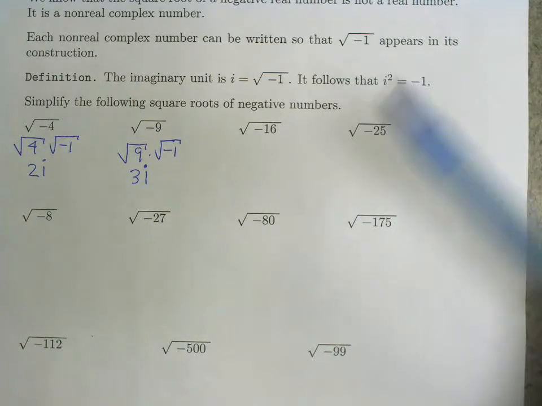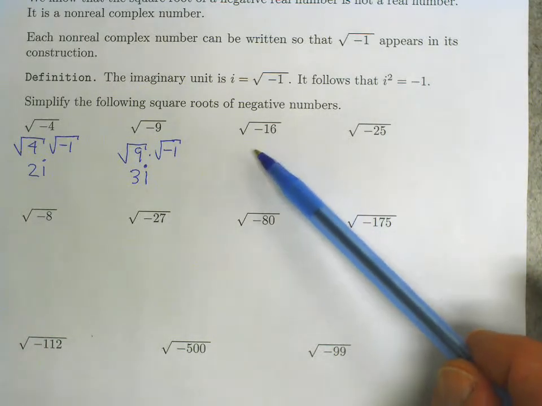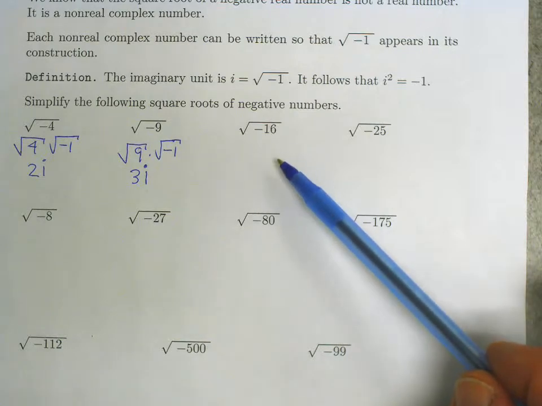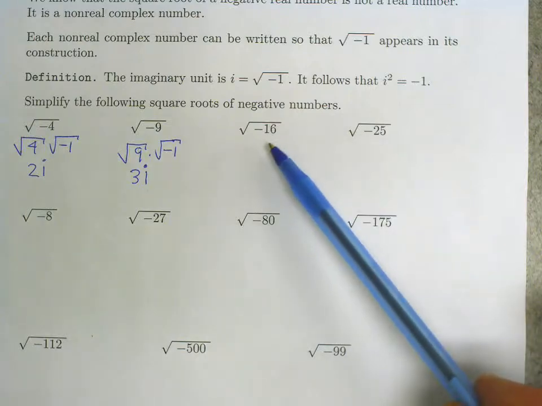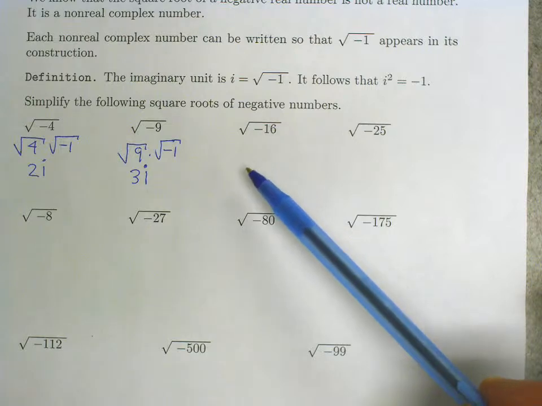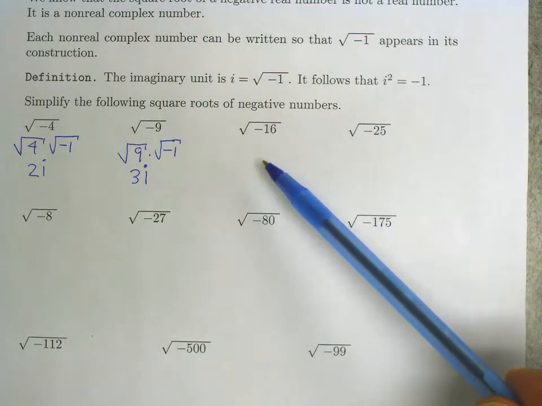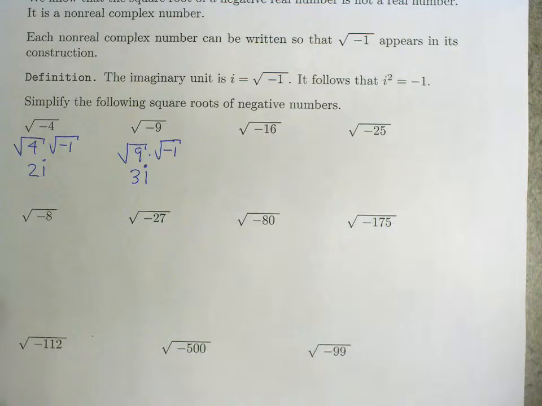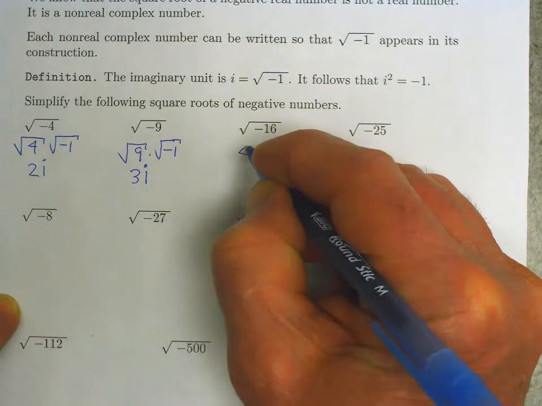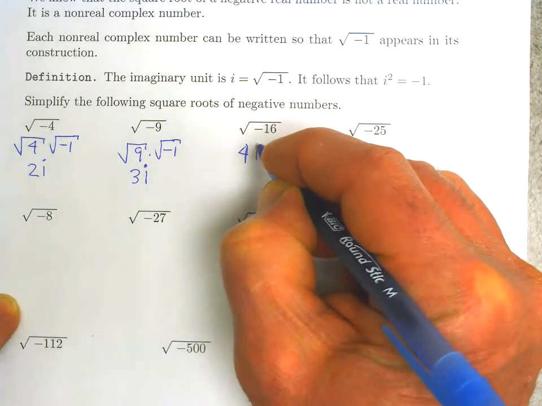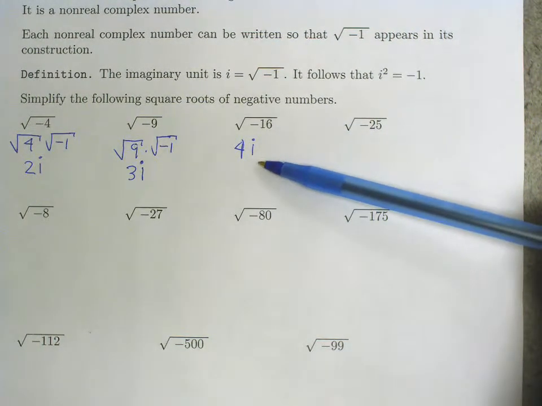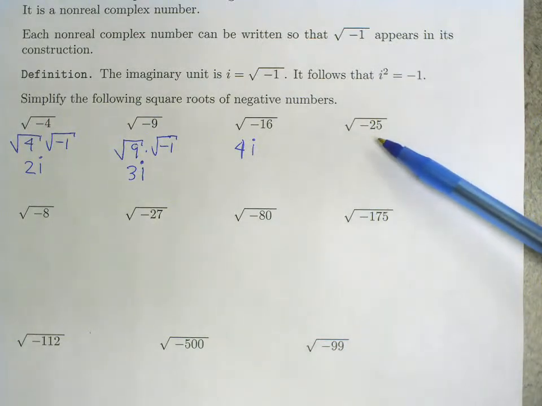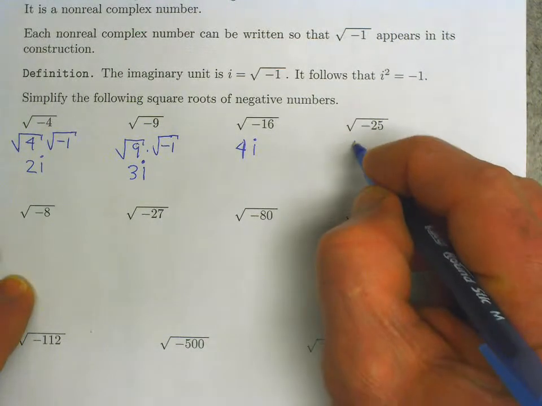After a while, and maybe already, you can tell by looking what the square root of some negative number is going to simplify to. So let's do this in a couple of examples. The square root of -16 is equivalent to the square root of 16 times the square root of -1. And the square root of 16 is 4, and the square root of -1 is i. So in other words, the square root of -16 simplifies to 4i. The square root of -25 simplifies to 5i.